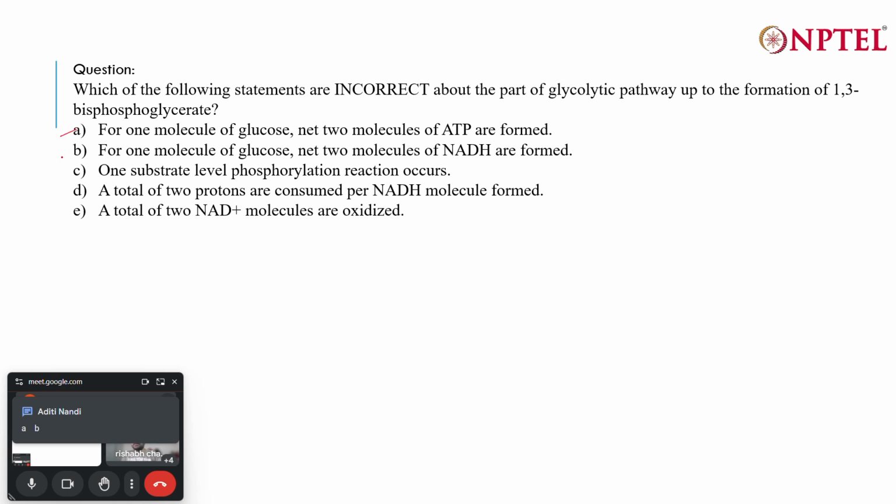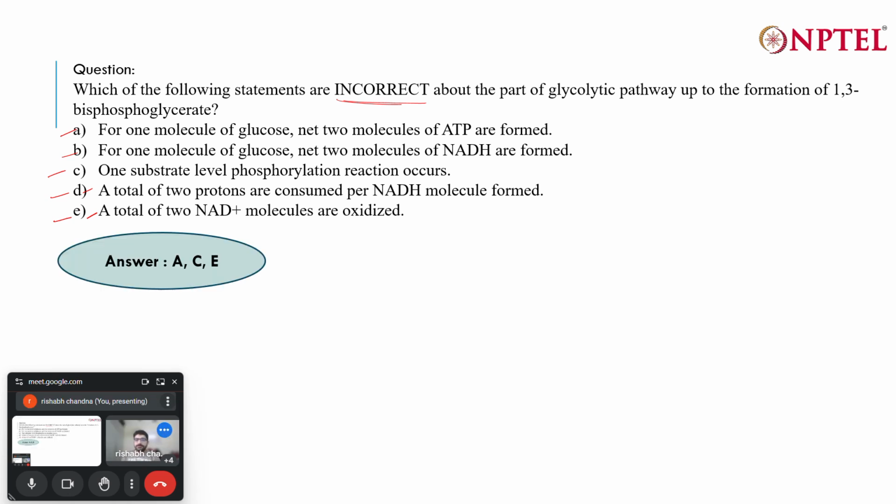Okay, A and B. So, we have got first answer. Just make sure that you are telling the incorrect statements. C, D, and E. Okay, and D and E. Okay, so let's see the answer. So it's A, C, E. Okay. So let's check the options first.